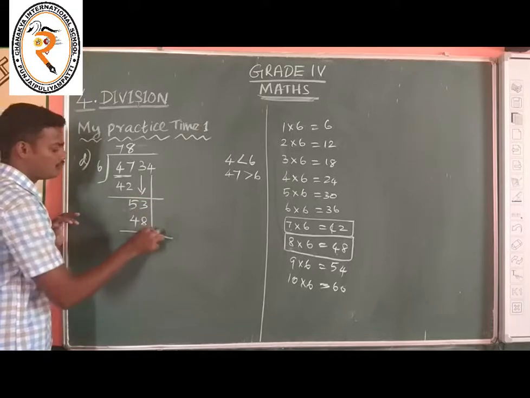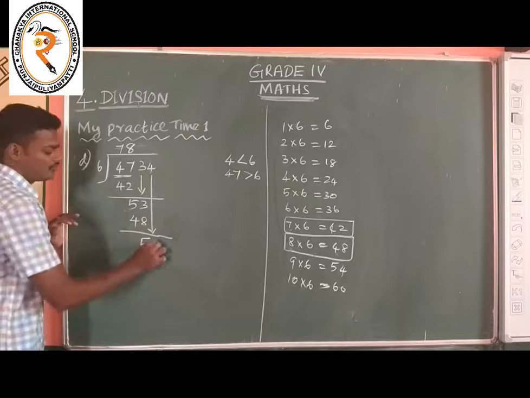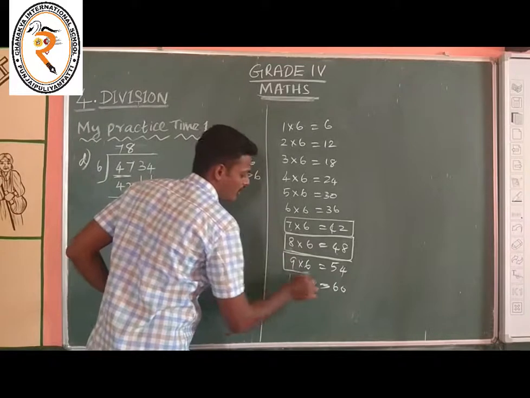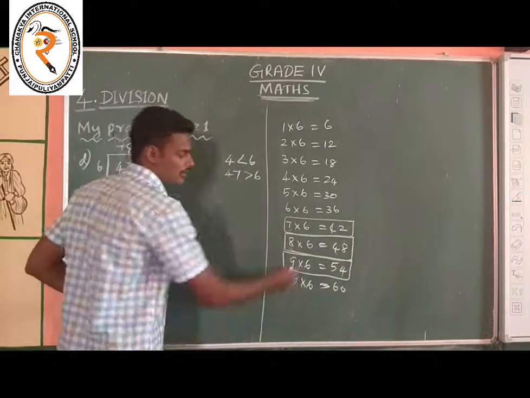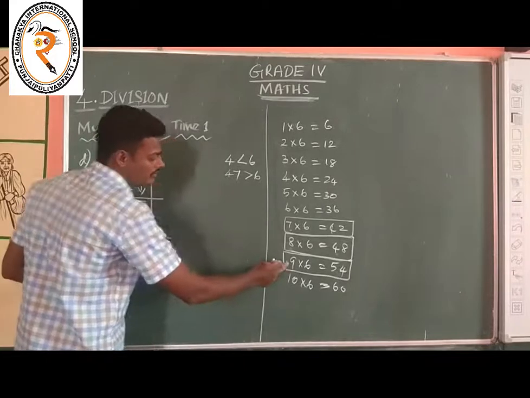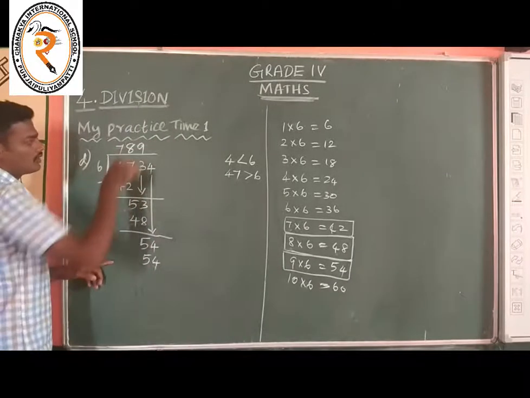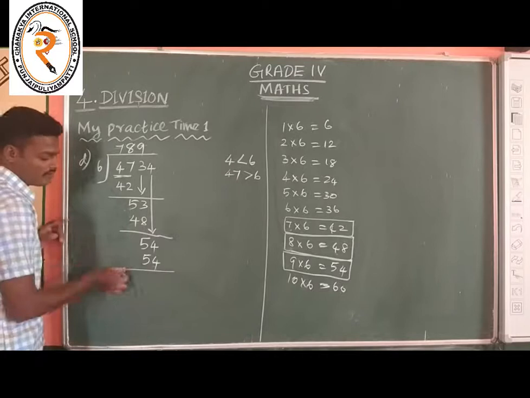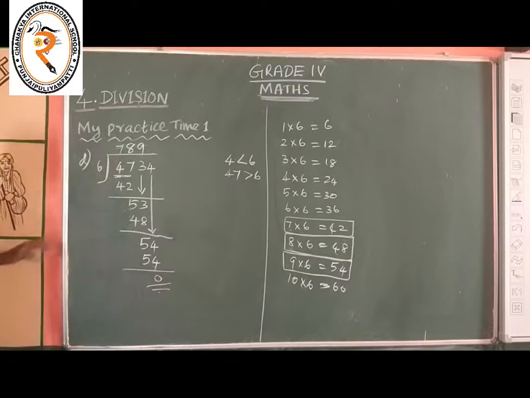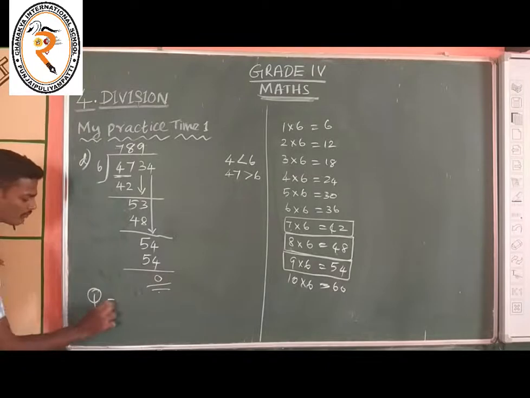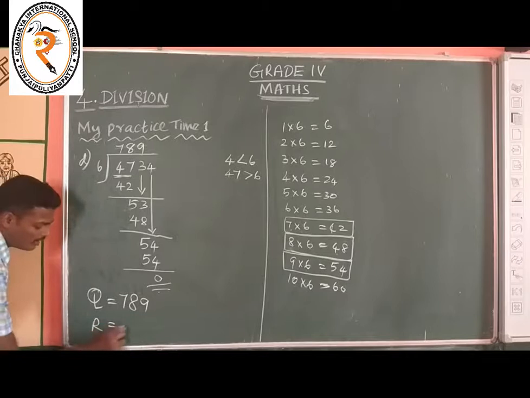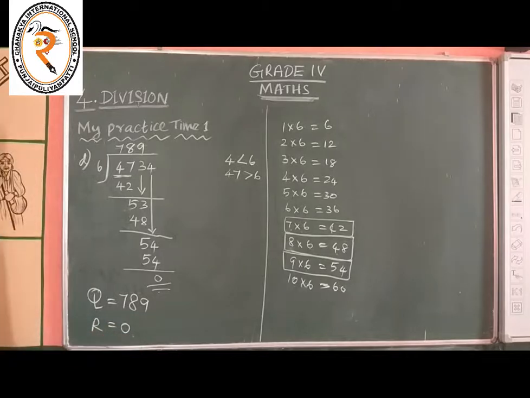Next, bring down the value 4, making 54. 54 in the sixth table, how many times? 9 times. In the sixth table, 54 is 9 times. So in the quotient we write 9. Subtracting 54 minus 54, the answer is 0. Therefore, our quotient is 789 and the remainder is equal to 0.